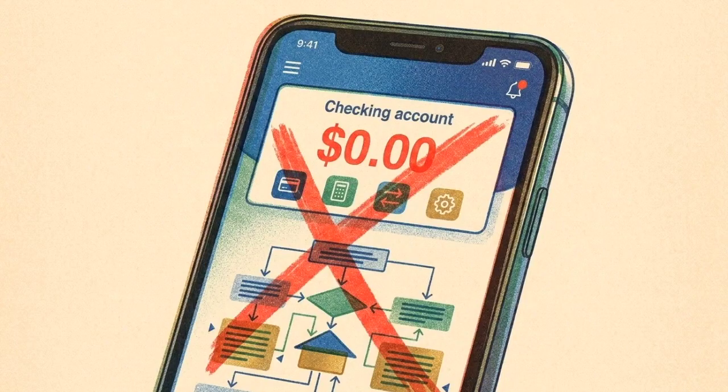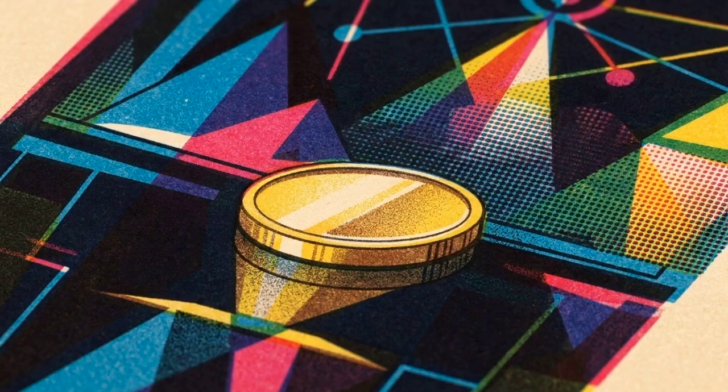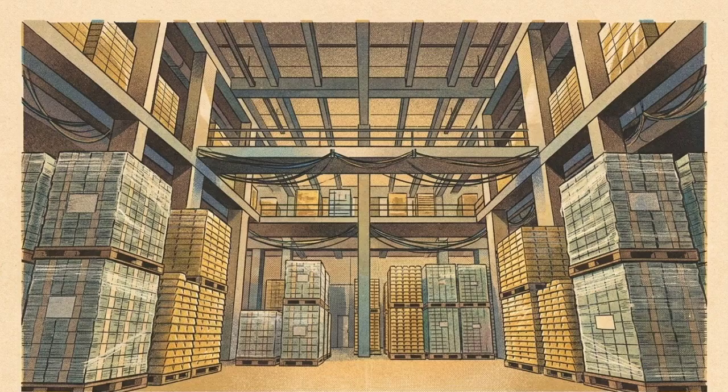Notice what is missing here. M0 strictly excludes the digital balances sitting in your checking account. M0 represents the absolute baseline of liquidity. It is pure cash with zero conversion friction, but makes up only a tiny fraction of total wealth.